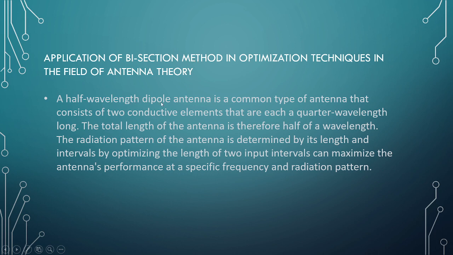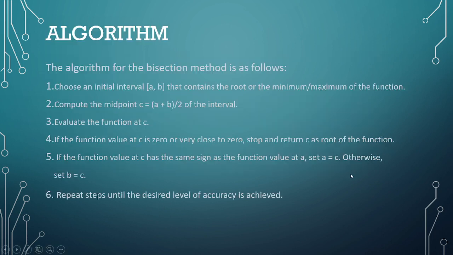A half wavelength dipole antenna is a common type of antenna that consists of two conductive elements that are each a quarter wavelength long. The total length of the antenna is therefore half of the wavelength. The main aim is that the radiation pattern of the antenna is determined by its length, and by optimizing the length of the two input intervals, we can maximize the antenna performance at a specific frequency as well as the radiation pattern.